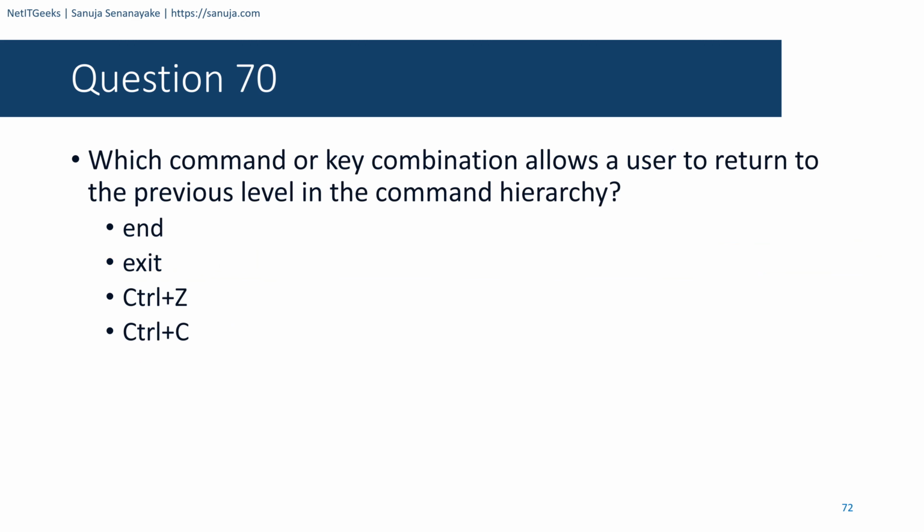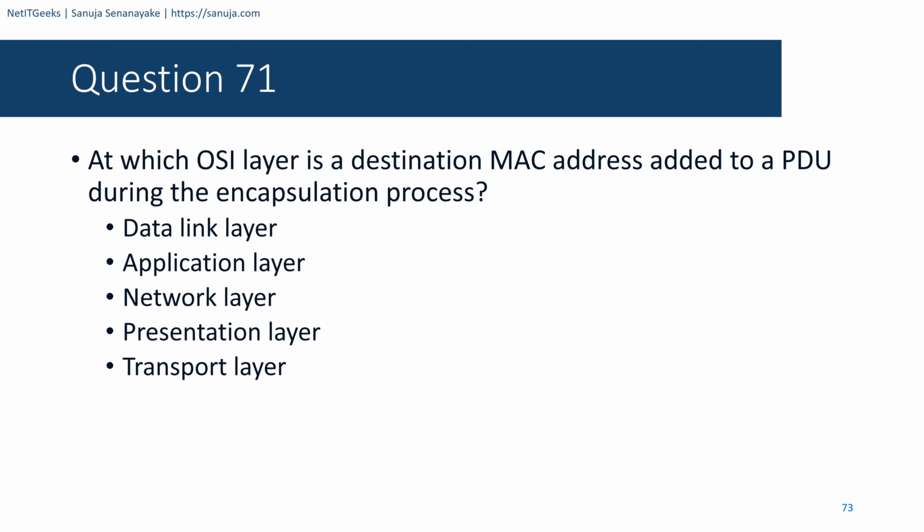Question number 70. Which command or key combination allows a user to return to the previous level in the command hierarchy, right? In a Cisco IOS device. End, exit, CTRL with Z, CTRL C. Which one is correct, right? The answer is exit. You enter exit on the keyboard and press enter. That will allow you to return to the previous level of the hierarchy of where you are on the Cisco IOS devices.